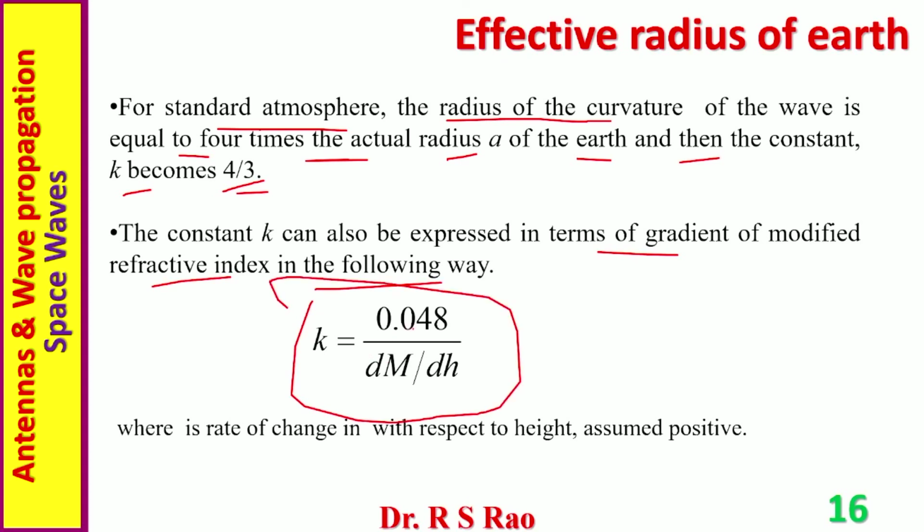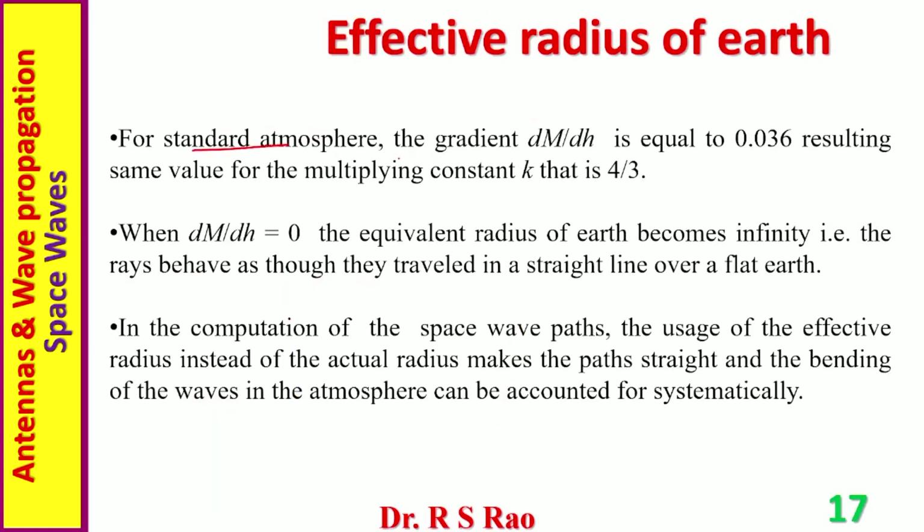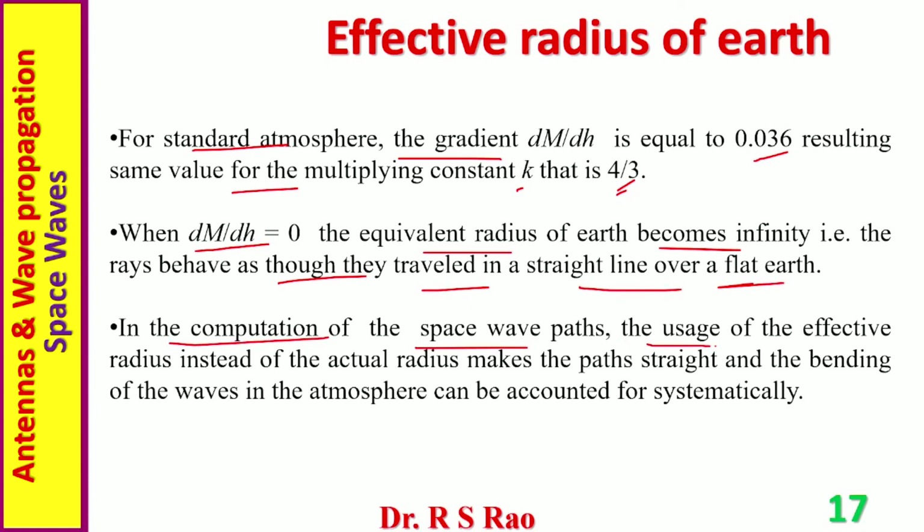The relation is K is equal to 0.048 over dm by dh. Here dm by dh is change in m with respect to height. For standard atmosphere, the gradient dm by dh is equal to 0.036, resulting in same value for the multiplying constant K, that is 4 over 3. When dm by dh is 0, the equivalent radius of earth becomes infinity. That is, rays behave as though they traveled in a straight line over a flat earth. In the computation of the space wave paths, the usage of effective radius instead of actual radius makes the paths straight, and the bending of the waves in the atmosphere can be accounted for systematically.